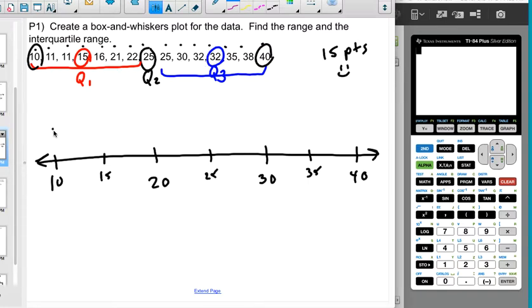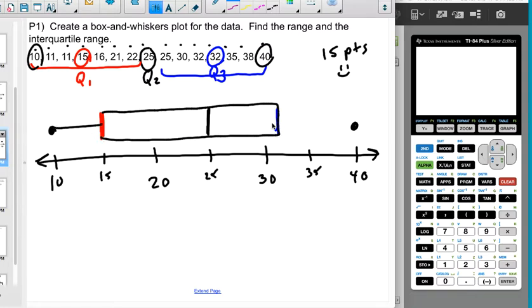So my minimum value was a 10. My maximum value was a 40. My lower quartile was a 15. My Q2 was a 25. And my Q3 was a 32, but I can estimate 32 from what I've got. So here's my box, right? The box goes around the interquartile range, and here are the whiskers, right?